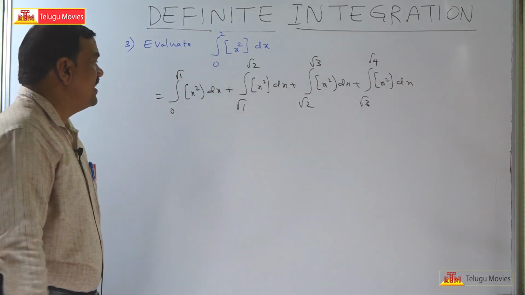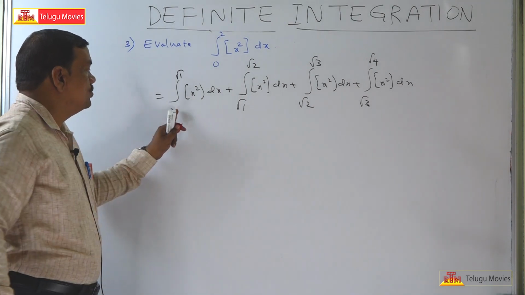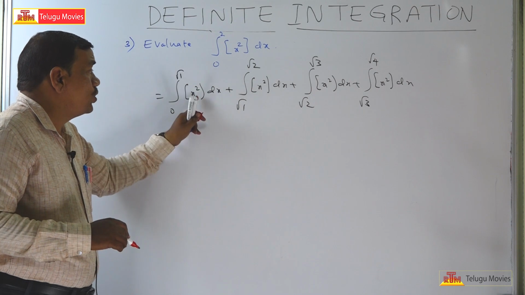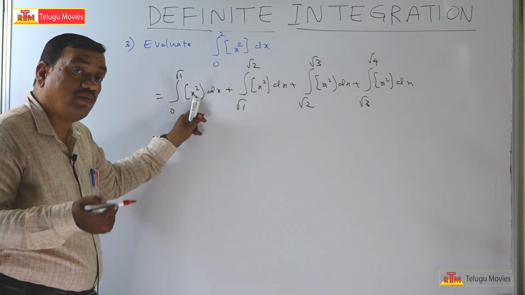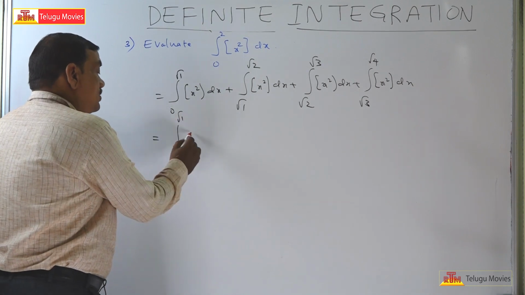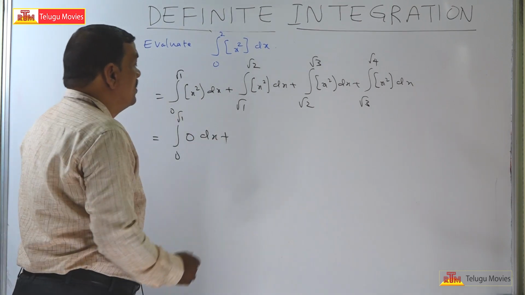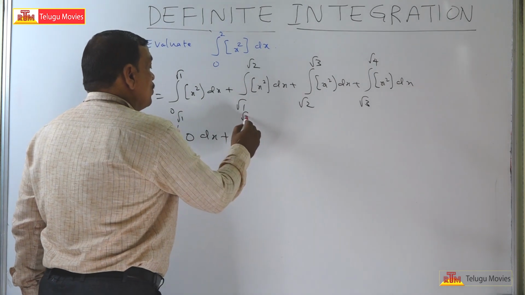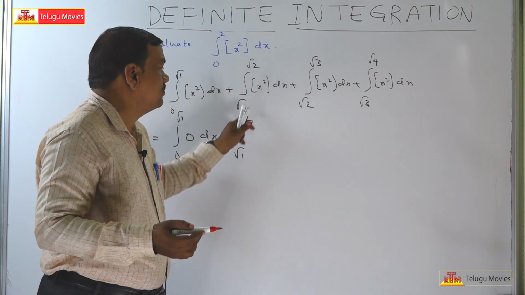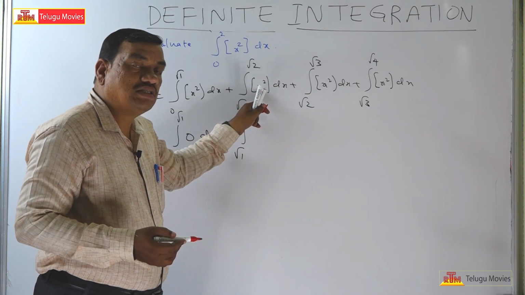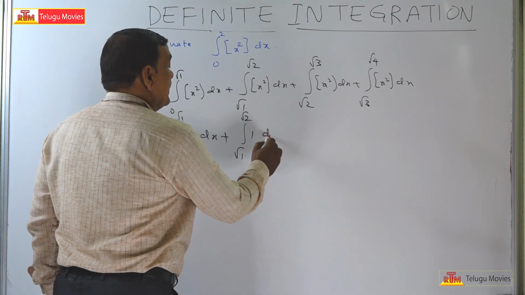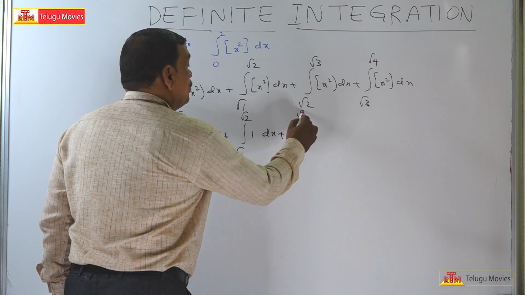Very nice problem. From 0 to root 1, whenever you substitute 0, it is 0. Root 1 whole square means 1. From 0 to 1, what is the integral value? This is 0, plus integral root 1 to root 2, that means here 1 to 2. What is the step value? You will get 1, 1 dx.